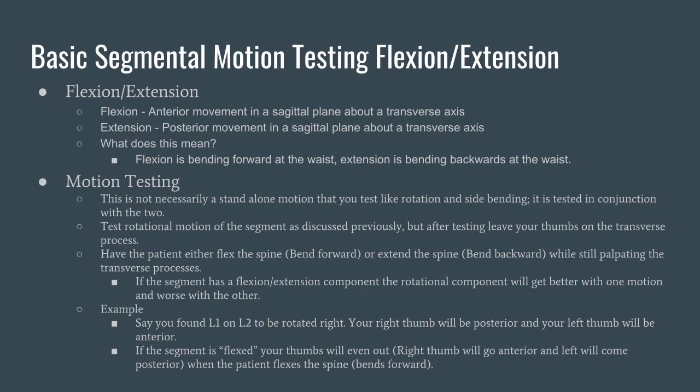Your right thumb will go more anterior and your left will come posterior when the patient flexes the spine or bends forward. When the patient extends the spine, bends backwards, your thumbs will become more asymmetrical. It is flexed because the segment is less restricted in flexion. Your thumbs become more symmetrical because it isn't held in right rotation as strongly and is therefore more free.